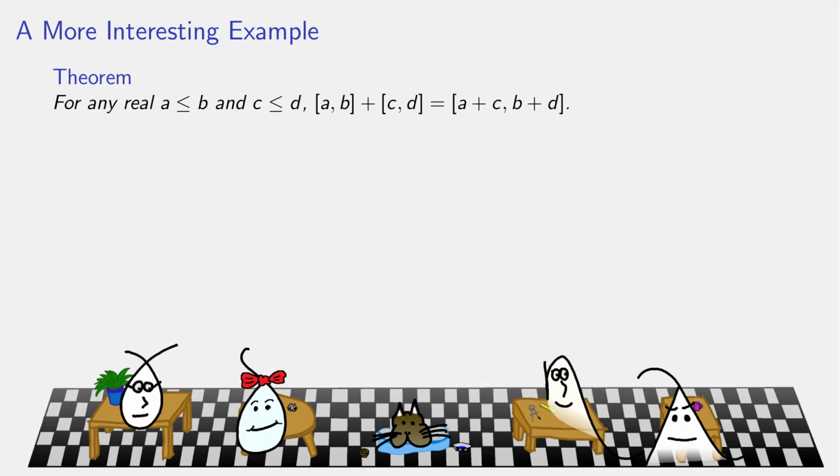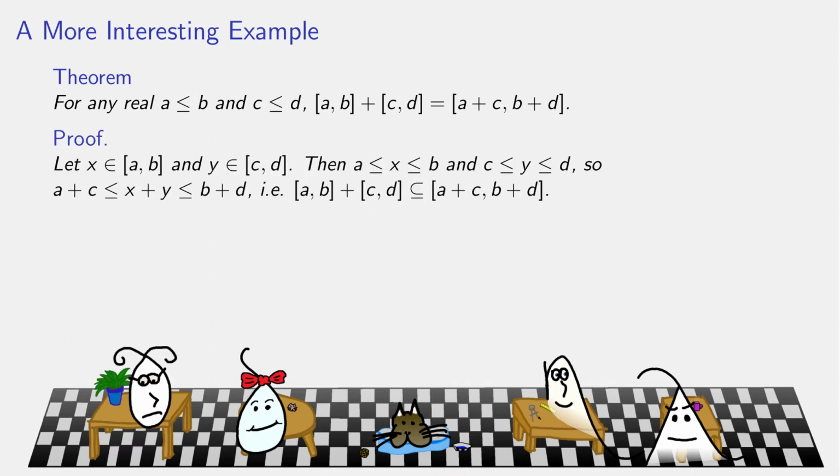If I want to add these together, I actually just get another interval. The left endpoint is just a plus c, and the right endpoint is just b plus d. But once we say it, we've got to prove it. And we're going to prove this the same way we typically prove set equality statements, by mutual containment.